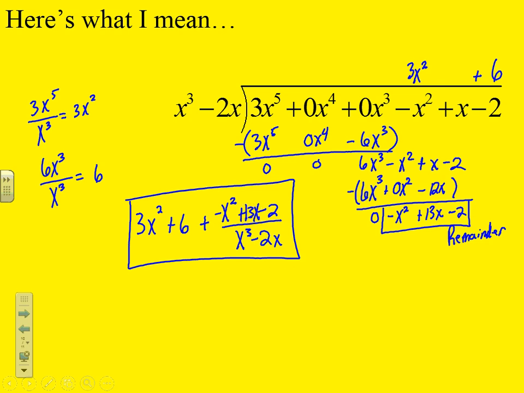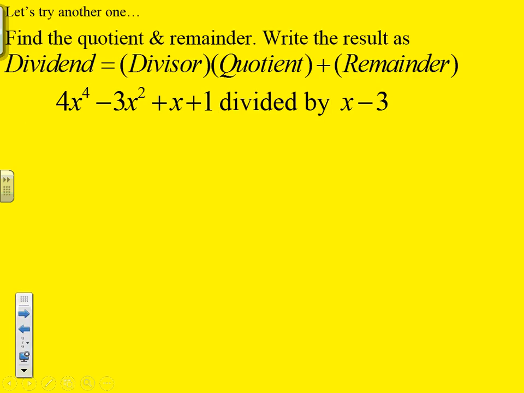I know it looks a little messy, but they usually don't get much worse than what you see right there. So last one here, it's just asking us again to divide x minus 3 into 4x to the fourth minus 3x squared plus x plus 1. Now you can see we're missing an x cubed term. So 4, 3, 2, 1. Everything is represented except for the x cubed term, so when we write out our problem, we need to make sure that it's there.